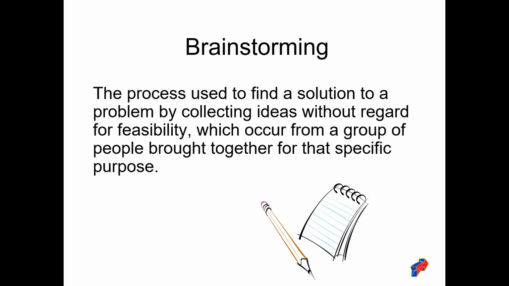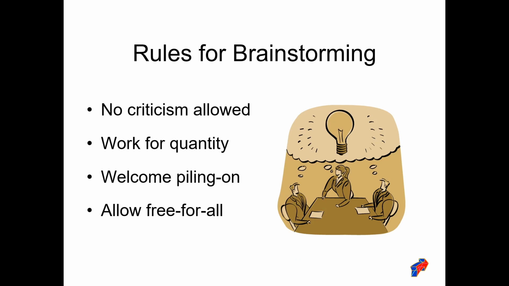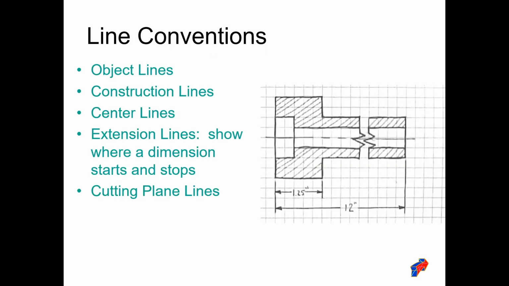Brainstorming. It is the process used to find a solution to a problem by collecting ideas without regard for feasibility, which occur from a group of people brought together for that specific purpose. There are 4 main rules for brainstorming. There is no criticism allowed. You must work for quality, welcome piling on, and allow free-for-all.